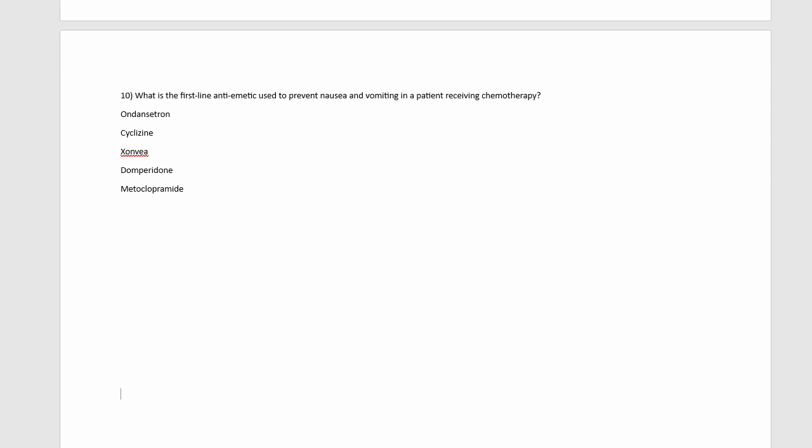What is the first line antiemetic used to prevent nausea and vomiting in a patient receiving chemotherapy? Is it ondansetron, cyclizine, Zonve, domperidone, or metoclopramide? So again, this is a question you kind of just need to know, unfortunately, because all of these are used to treat nausea and vomiting. So I'm just going to give you the answer.